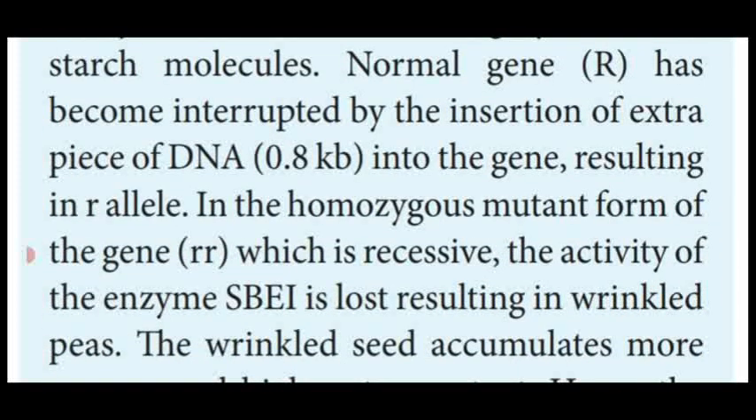When the normal gene R is interrupted by the insertion of an extra piece of DNA, 0.8 kb, into the gene, it results in the recessive gene r. So the homozygous mutant form of the gene is produced, that is recessive.